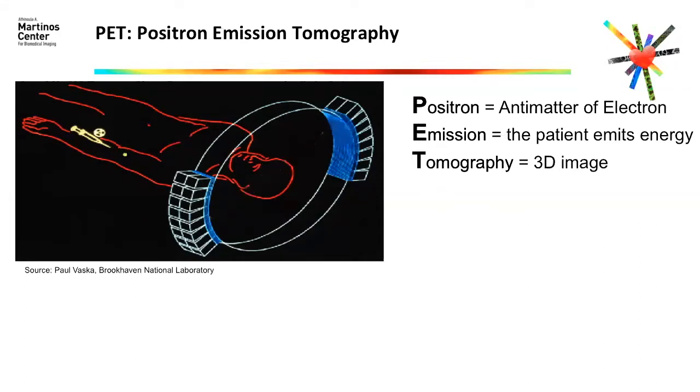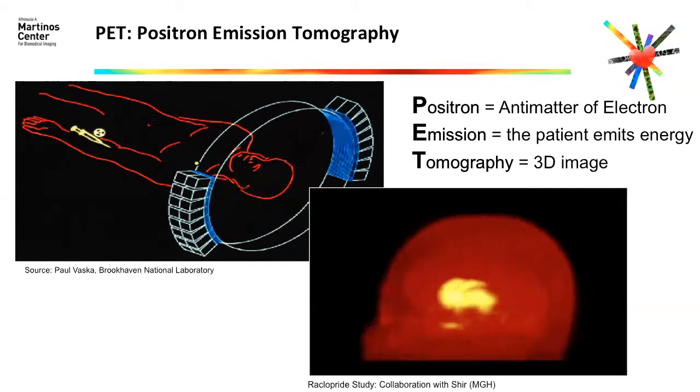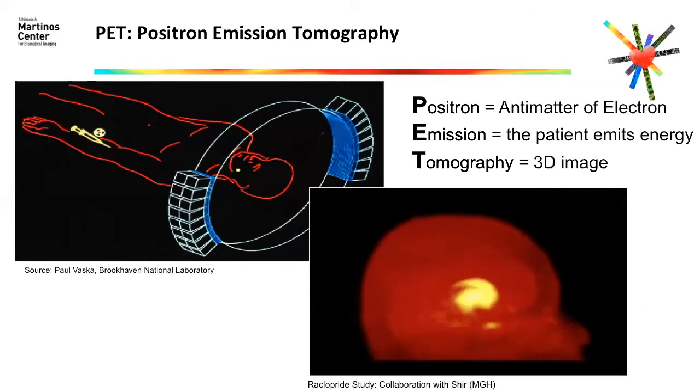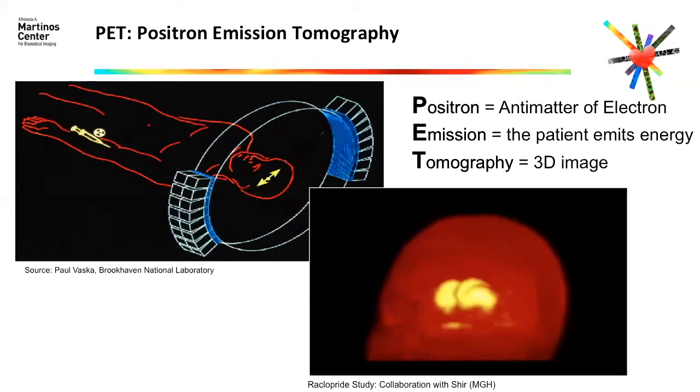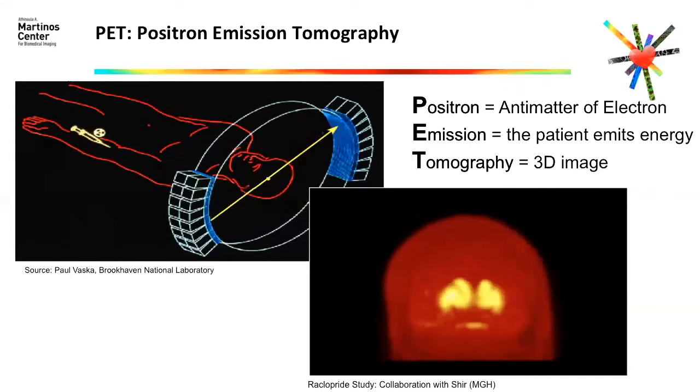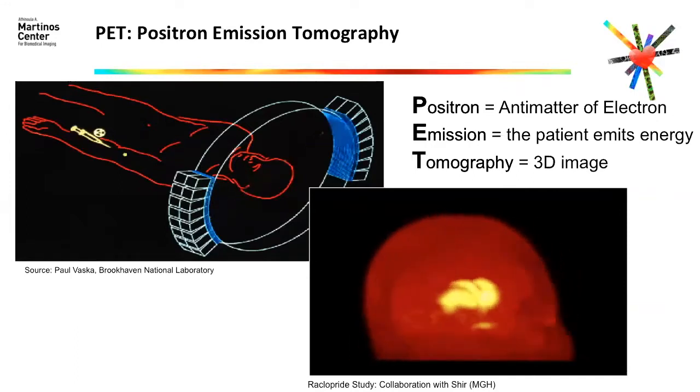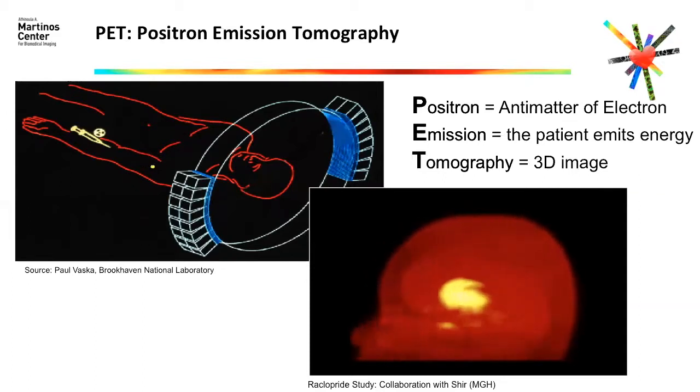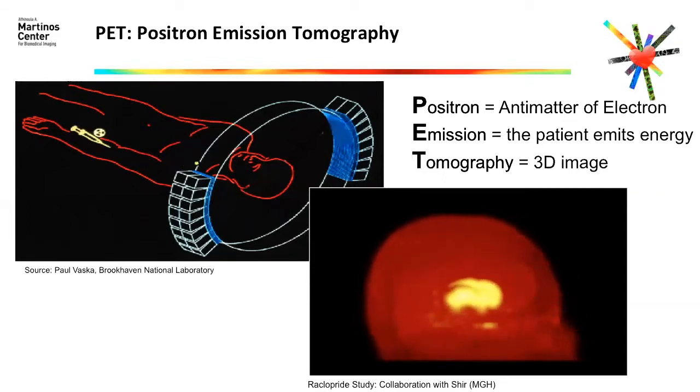So the patient is the one that is emitting, unlike CT, where there is an external source that emits radioactivity, X-rays in this case. In PET it is the patient that is emitting. So a PET scanner is nothing else than a camera that collects those emissions from the patient. If everything goes well, we can end up with a very nice picture. In this case, this is a dopamine study. We are looking at the striatum in the brain of a patient. We can visualize how this dopamine receptor system looks and how it is working.